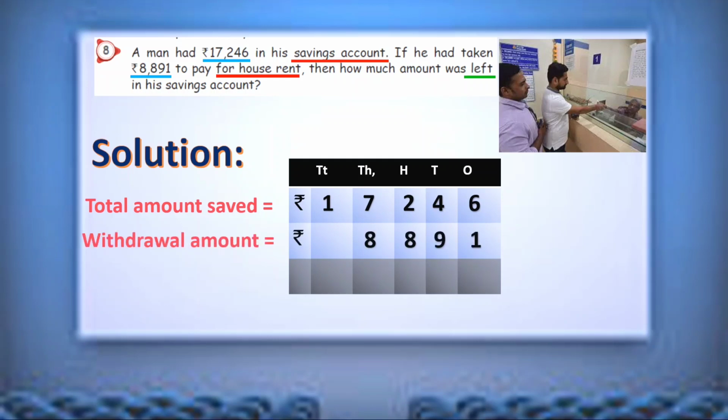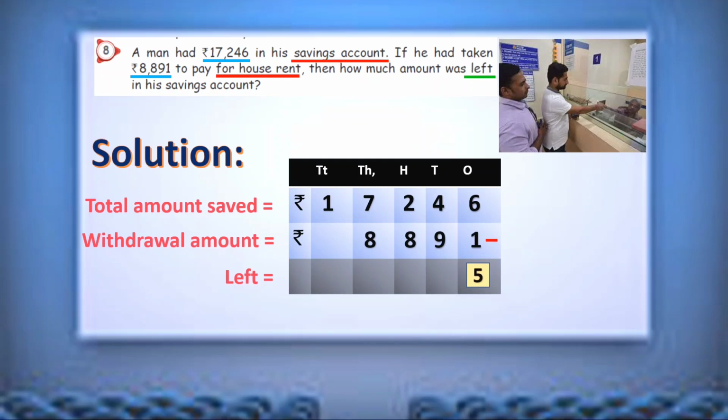Then enter the money as usual. Withdrawal amount or house rent, no issues, you can enter any one word. 8,891 rupees, and mention that minus symbol. Here, left or remaining, both are correct only.